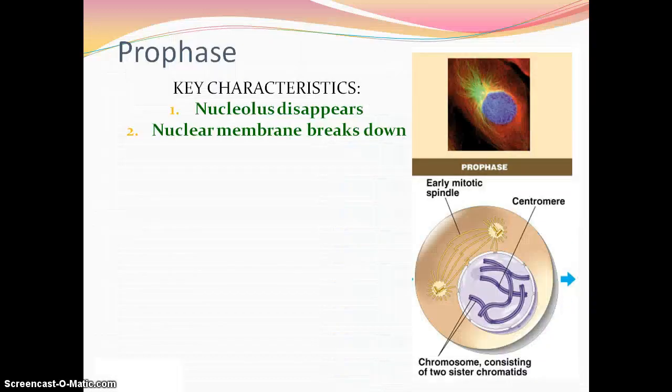So we're going to look at each phase, starting with prophase. Each phase has some key characteristics that you should keep in mind. For prophase, there are two. One is that the nucleolus disappears within the nucleus, and also that the nuclear membrane breaks down. And as you saw in the video, there's still that condensing occurring of the different sister chromatids.